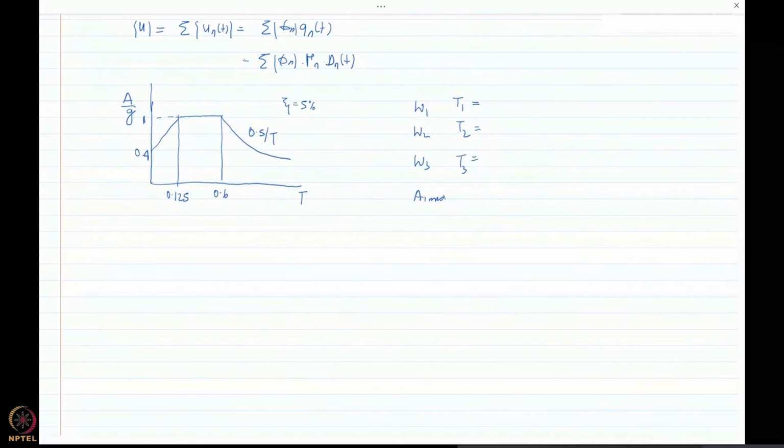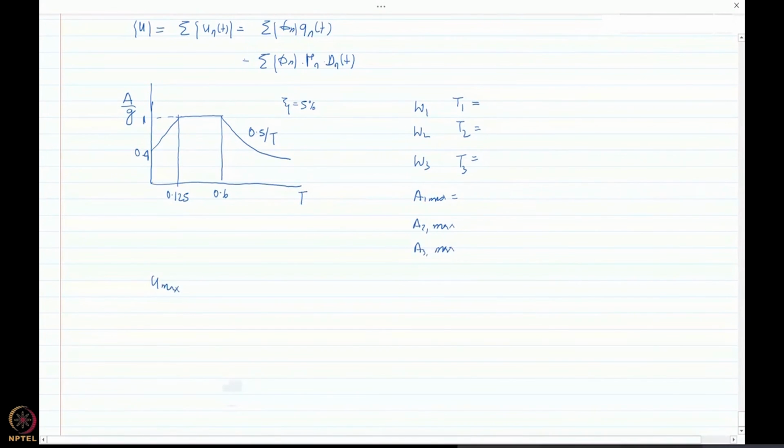Okay. So you find out what is your A1 max, A2, A3 max, using the SRSS method. How would you get U max? If A1 max, A2 max, A3 max is known, you can find out D1 max as A1 max divided by omega 1 square. Similarly, D2 max as like this, or you can directly find out UN max.